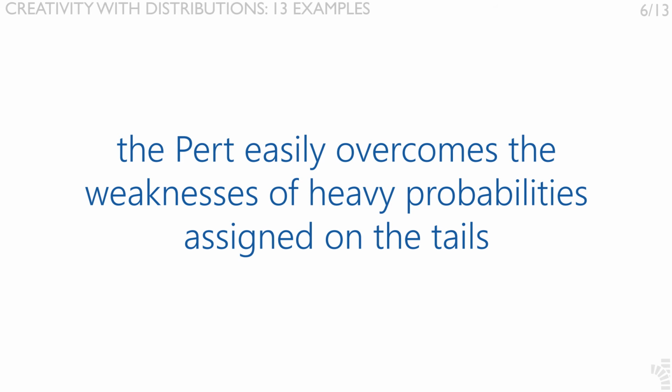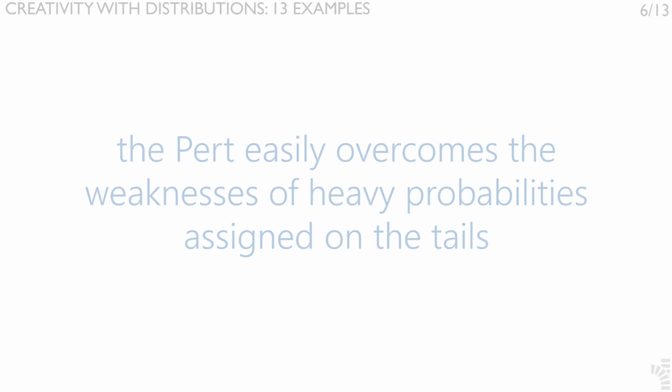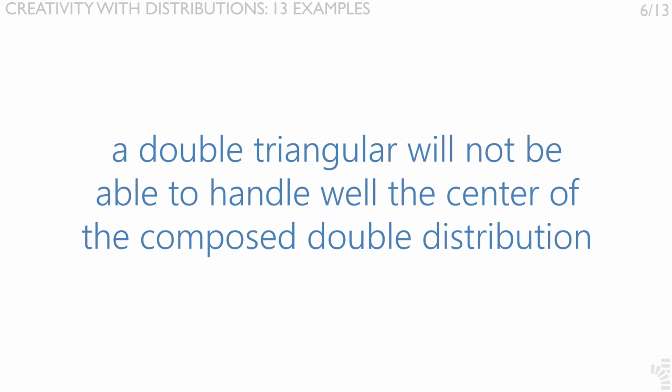On the other hand, the PERT easily overcomes the weaknesses that the double triangular supposedly covers, of heavy probabilities assigned on the tails. A double triangular will not be able to handle well the center of the composed double distribution when sacrificing a better approach towards its tails.